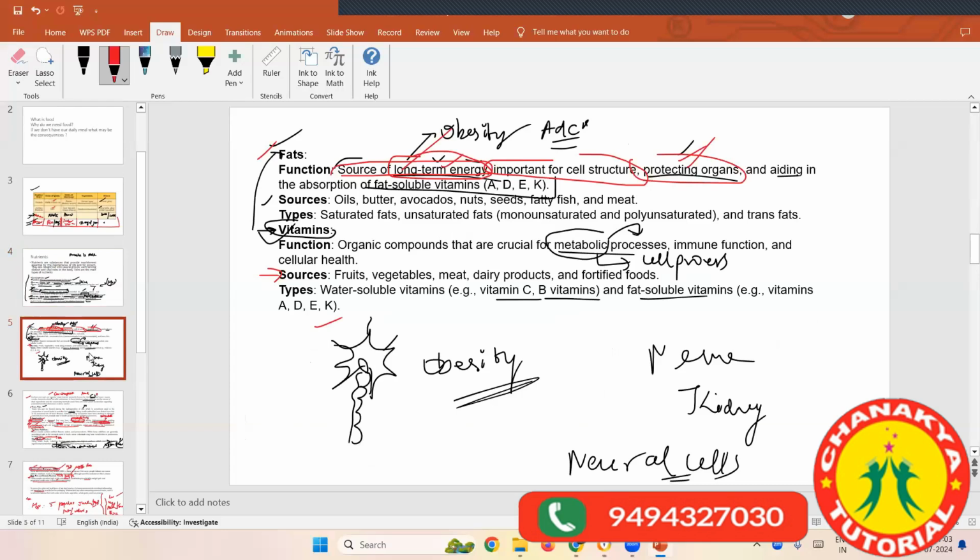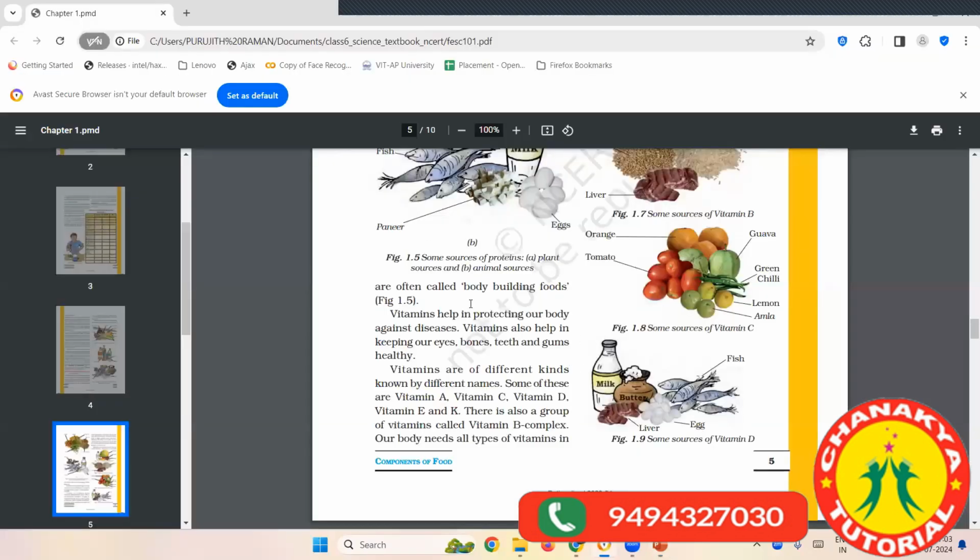Okay, ma'am. Water soluble vitamins are C and B. You have to remember that also. You have to remember two things: what are the fat soluble vitamins and what are the vitamins that are water soluble. And the second thing is, what are the food items rich in these fat and water soluble vitamins.